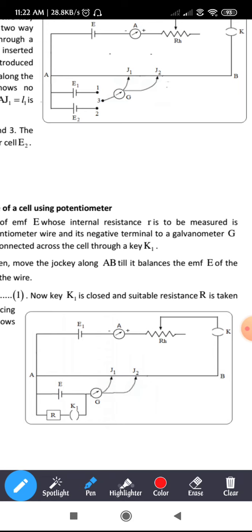Okay. So next from terminal A we have taken three wires. One has gone to cell E1. Next it has gone to battery E. Next it has gone to rheostat R. From the negative terminal of the cell and the other terminal of the rheostat, it has been connected to plug key K1. From that plug key K1 and the negative terminal of the cell, it has been connected to a galvanometer, and from that galvanometer it has been connected to the jockey.